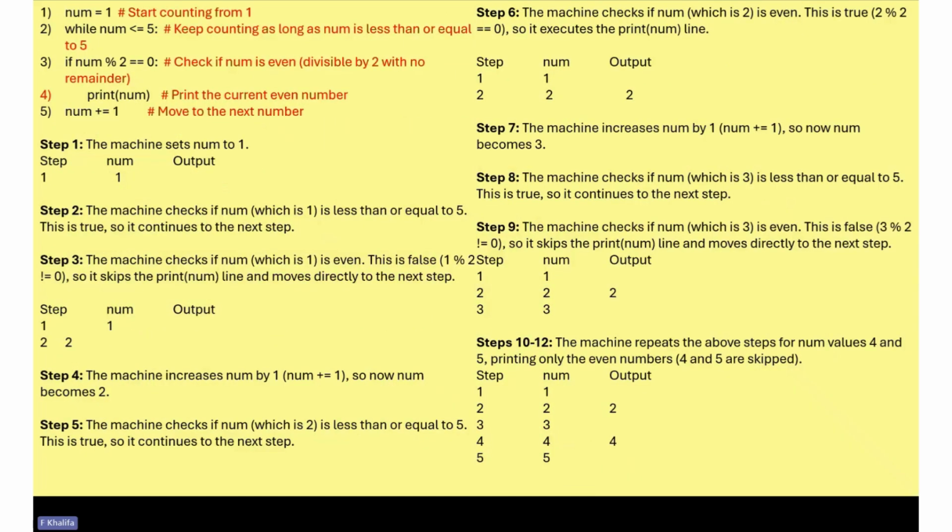So we've got a rough program here. It shows you step by step what's happening. So we start counting from 1, and then while the num is less than or equal to 5, we keep counting, check if the num is even, if it's divisible by 2. We're using mod here. We've got print, we're printing a number, and then we're iterating. So this shows you what's happening step by step.